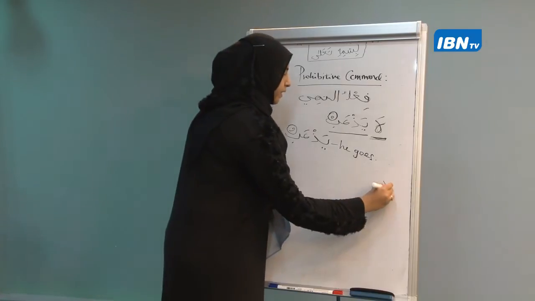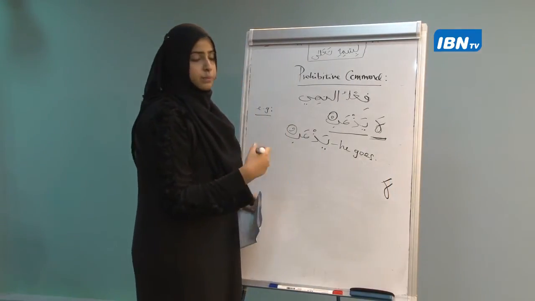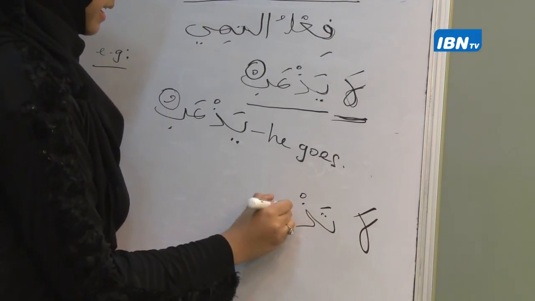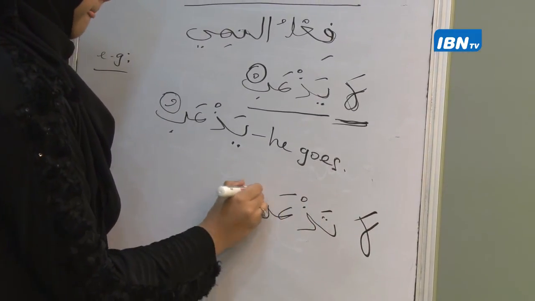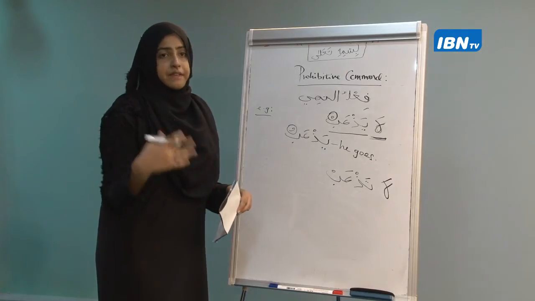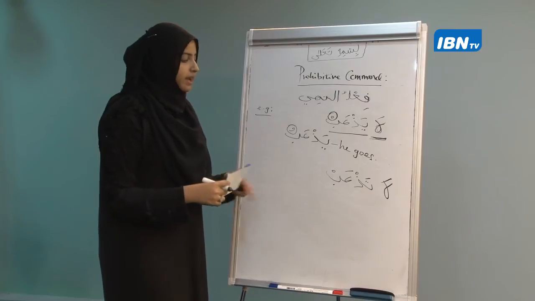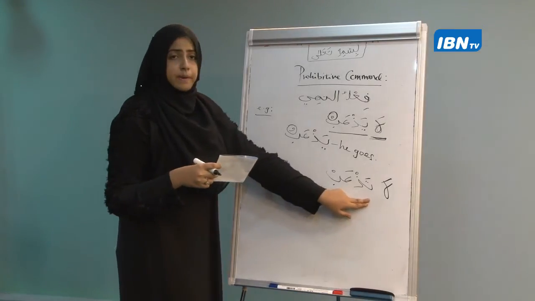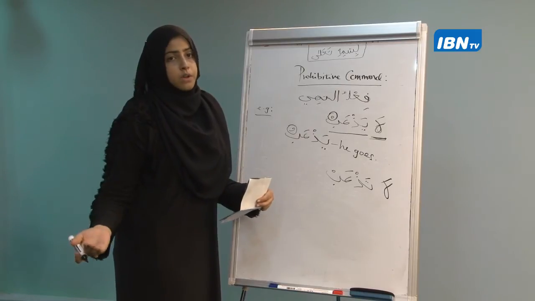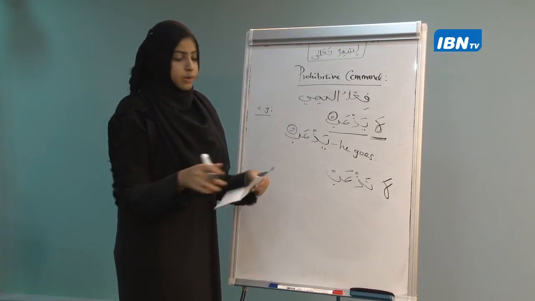Then we have, for example, and of course this is third person, we're referring to he. Say la tadhhab. La tadhhab means I'm telling her, don't go. I'm telling a female, don't go, right? And of course, again, this comes from the present tense. In فعل المضارع, she goes, we say تذهب. Don't go, لا تذهب. Okay?